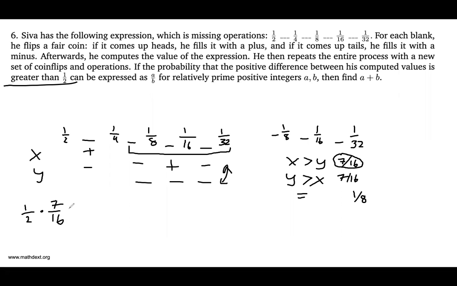And therefore our total probability is 1/2 times 7/16, since the 1/4 term and the other three terms are independently chosen. This is 7/32, making our final answer 7 plus 32 equals 39, which is our final answer.